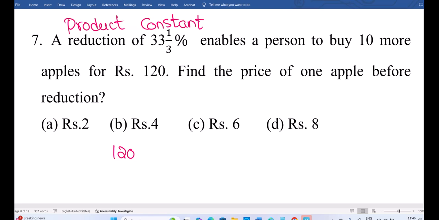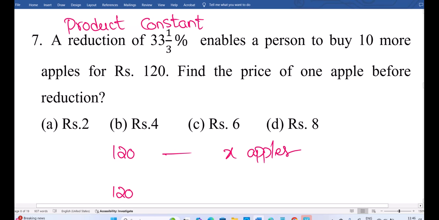There is a gap of 30 days or 1 week, something like that. Okay, last month or last week when you visit, for 120 rupees you are getting some X apples. Let us say you are getting X apples. Right. Now this month you went to same shop, you have 120 rupees, right? You went with same amount, 120 rupees to purchase something. Now price is reduced by 33 1 by 3%, right?